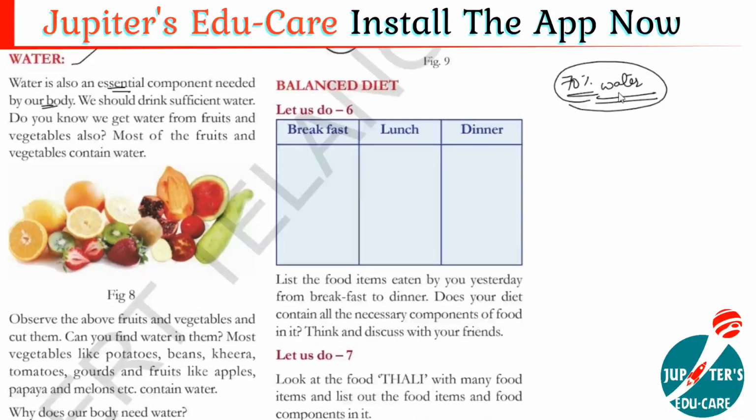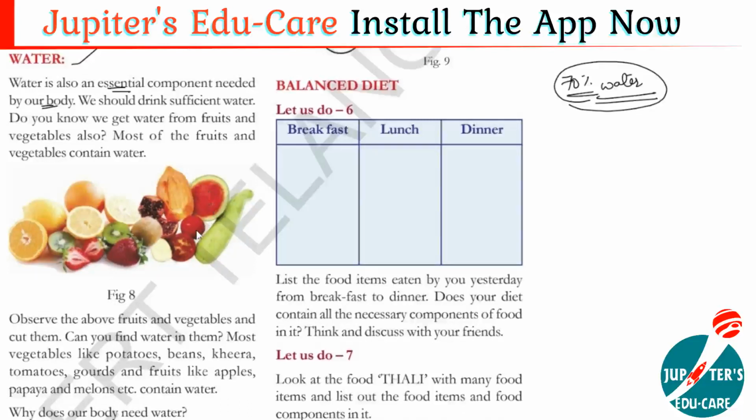Don't neglect drinking water. You need to drink a minimum of 3-4 liters of water per day. It is a very essential component along with carbohydrates, proteins, vitamins, and minerals. How does water help us, and from where do we get it? We know we consume water directly, but we also get some amount of water from fruits and vegetables. These are sources of water.